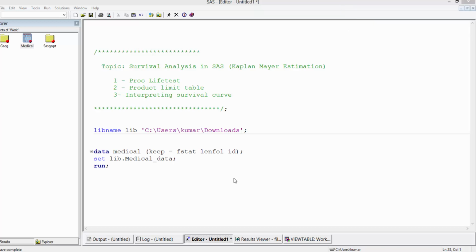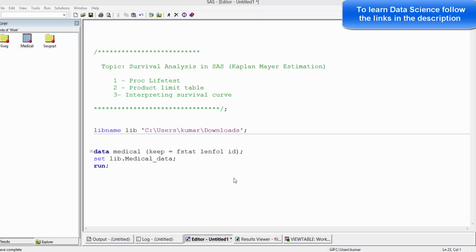Hi, in this video, I'll show you how to perform survival analysis in SAS. We will study three things: how to use PROC LIFETEST in SAS to do the Kaplan-Meier estimation. Just to remind you, Kaplan-Meier estimation is one estimation method that is used to estimate the survival function. Then we will learn how to interpret the product limit table which comes as part of the result in the estimation process, and then finally we will learn how to interpret the survival curve.